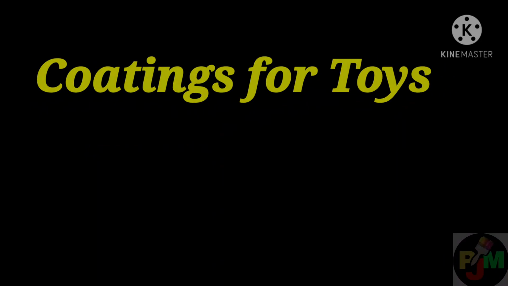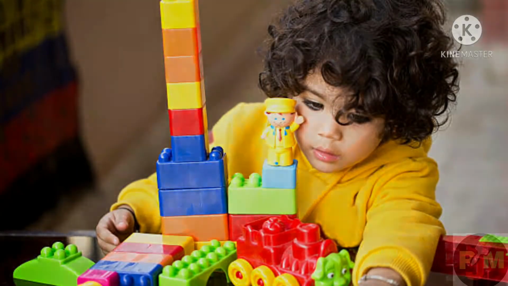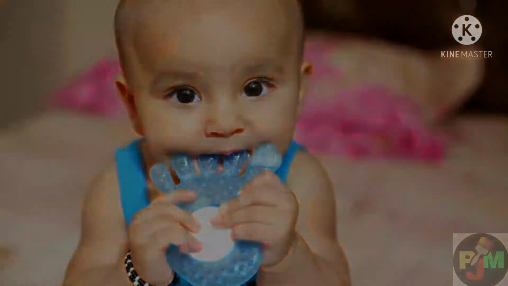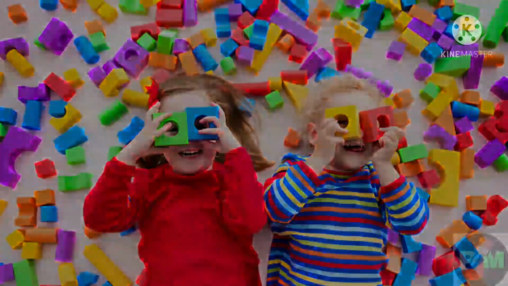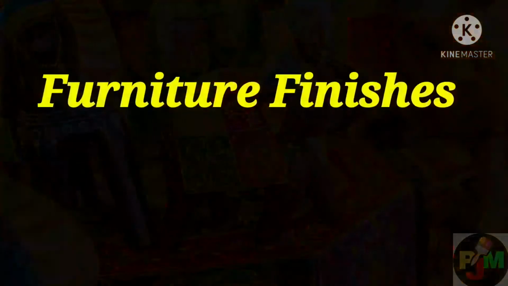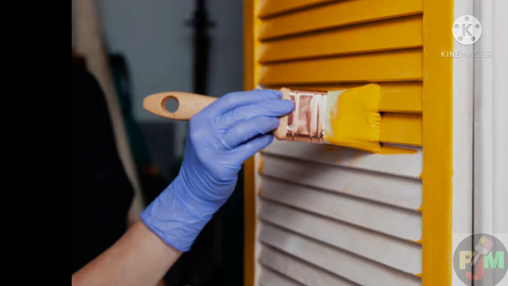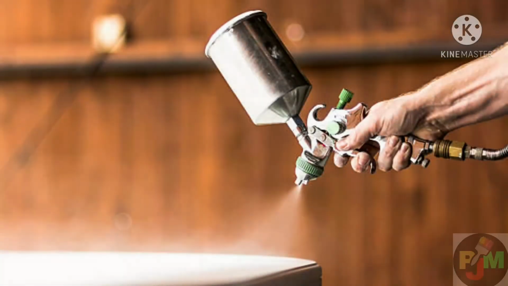Coating for toys. These coatings are formulated lead-free and chrome-free. They are non-hazardous and non-toxic coatings. Furniture finishes. It includes paint on wood and metal furniture. They have their special specifications. Industrial coatings.